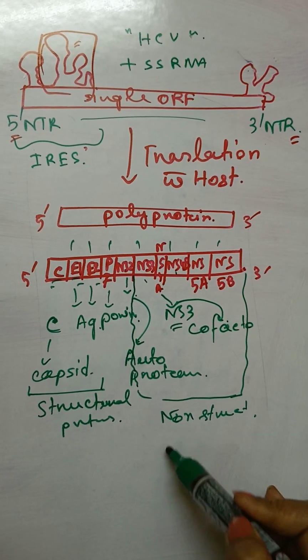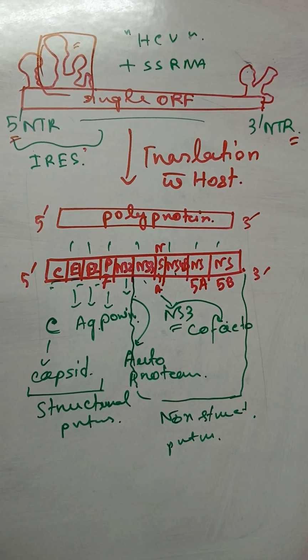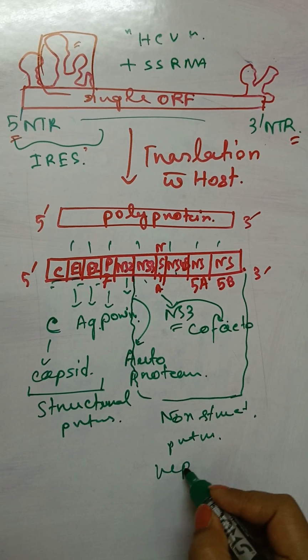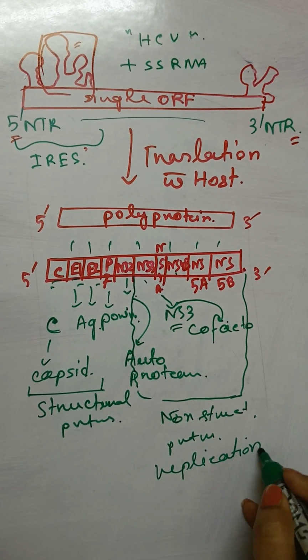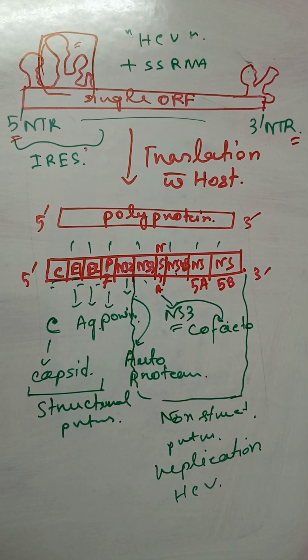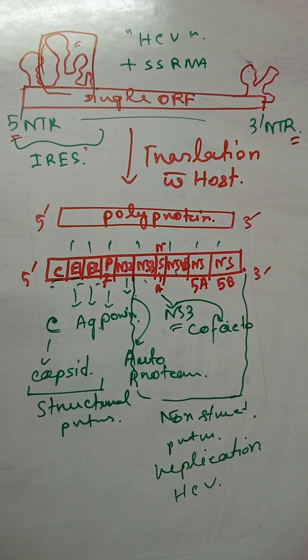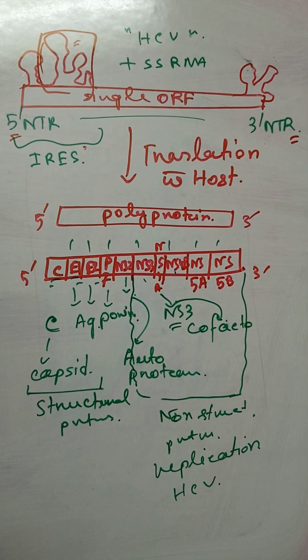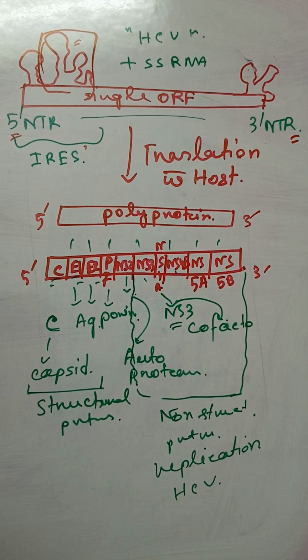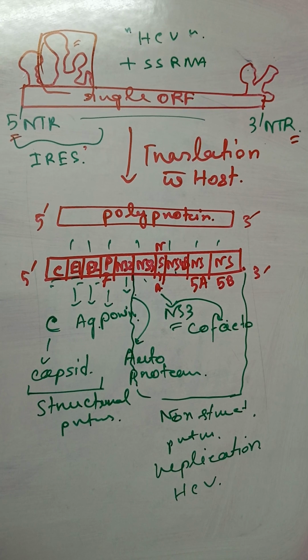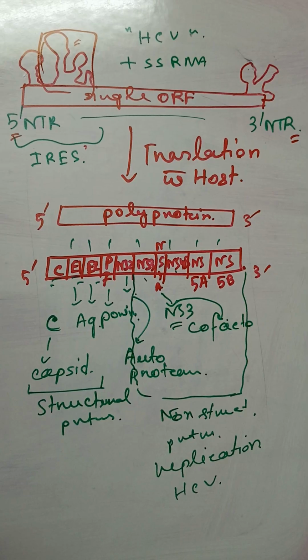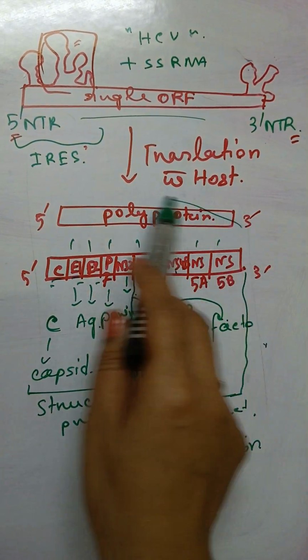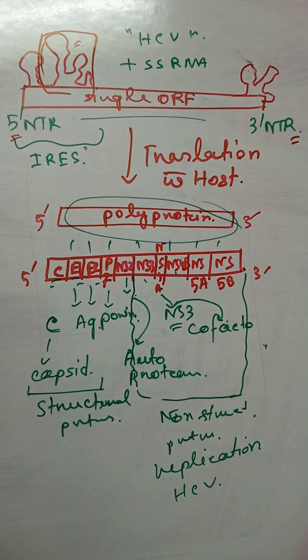Now non-structural proteins means they participate in the replication of HCV. And those proteins which help in replication are obviously non-structural proteins. And structural means those proteins which actually help to make the nucleocapsid, the envelope, and the antigens which are present on the virus particles after their release from the host cell. So these are the 10 different proteins after the post-translational modifications, after this polyprotein cleavage. Okay, now what happens?